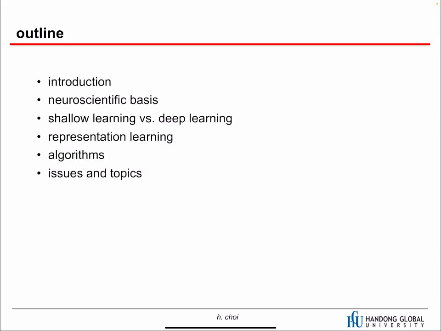This is the outline of this chapter. First, I'm going to introduce what deep learning is, really briefly, and then I'm going to provide some neuroscientific basis about deep learning. Then I will compare shallow learning and deep learning: what's the difference, and why does deep learning work better than shallow learning?